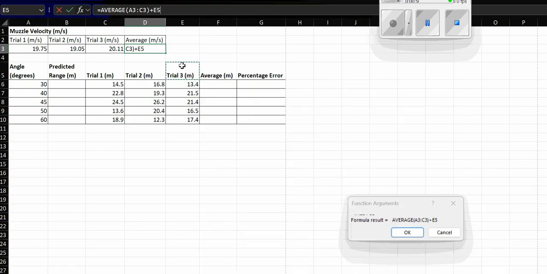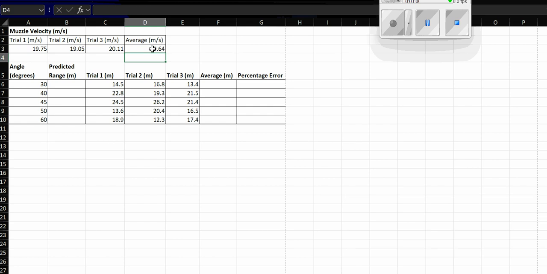Any minute it'll do it. All right, it's having a little trouble. Let's try that again. There we go. Okay, got my average of 19.64.